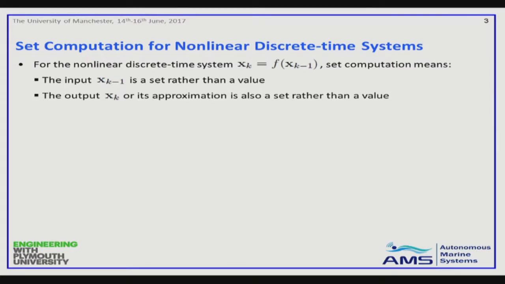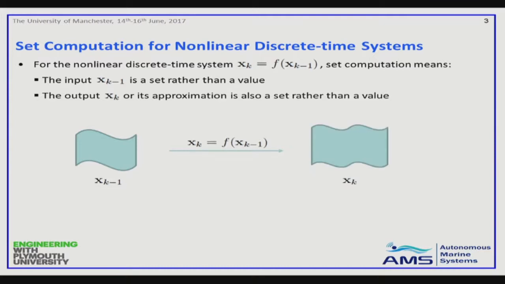So set membership tools are all based on your input being a set, like this here. It can be a non-convex set, any shape of set. It's not a value. So through this nonlinear discrete-time dynamic system, we get your output as another set. This set may be more complex, but your input is a set, your output is a set. Your system here is a nonlinear system. For linear systems, that is easier, so we only talk about nonlinear systems. So that is our problem configuration, set computation for nonlinear discrete-time systems.